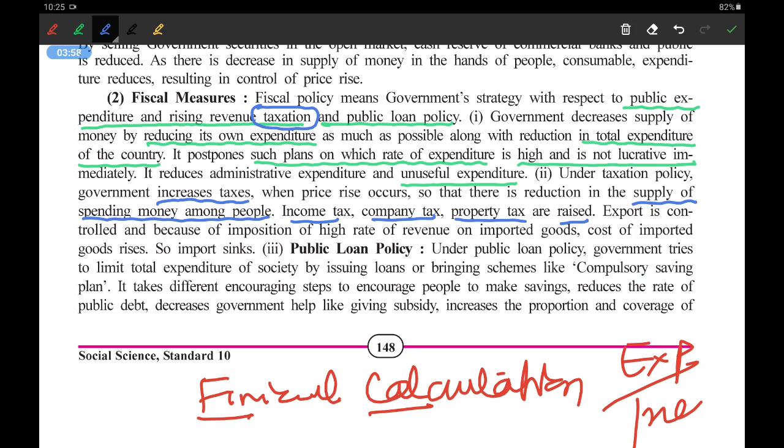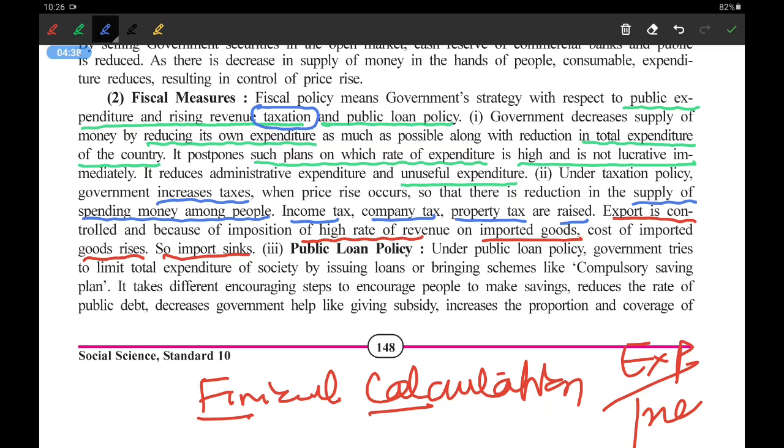Imports are also controlled because of the imposition of high rates. The government will impose high rates of tax on imports, and that is how they can control expensive things being brought from other countries. The cost of imported goods also rises, so imports sink, and as things from outside will not be brought, our foreign currency will not go outside, and that will also help to control the price rise. Next is the public loan policy.